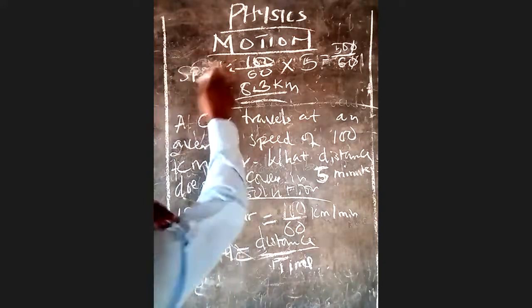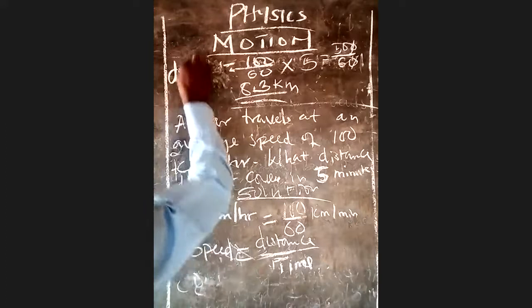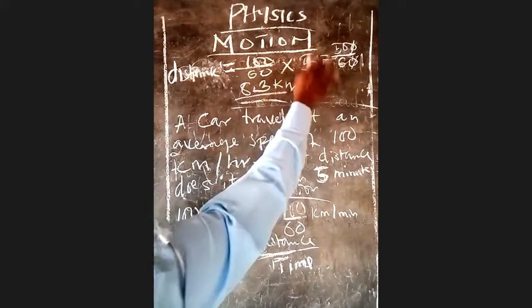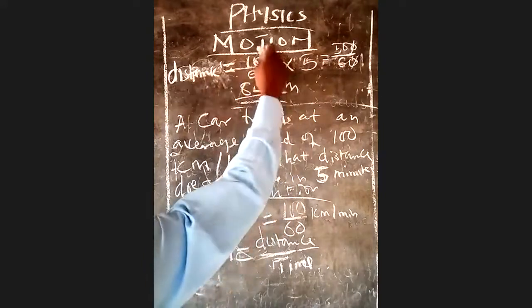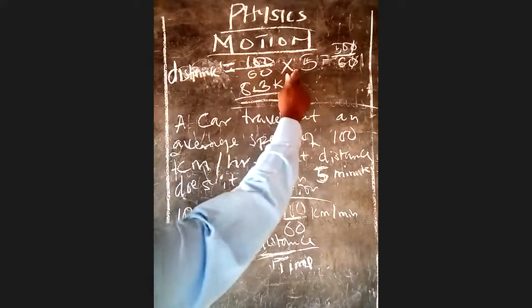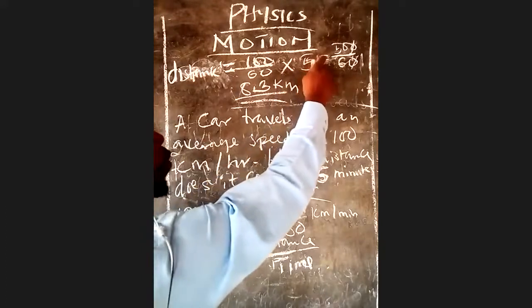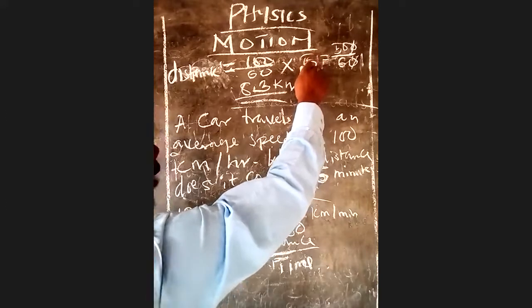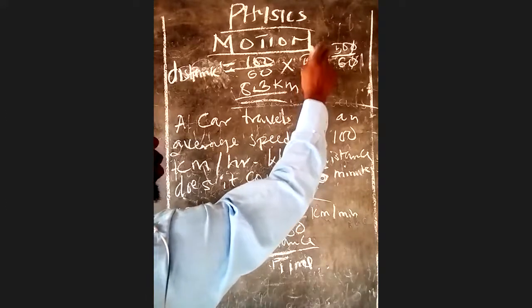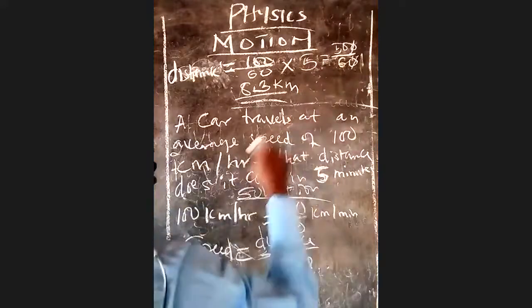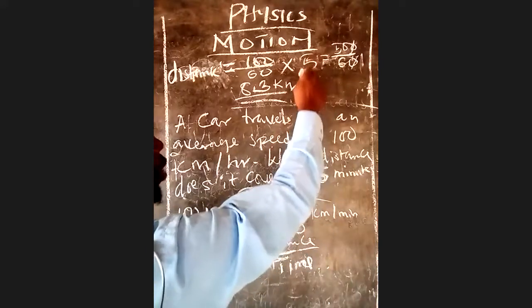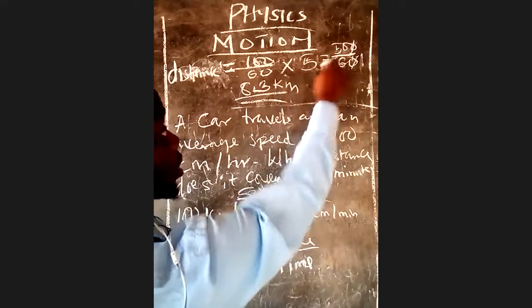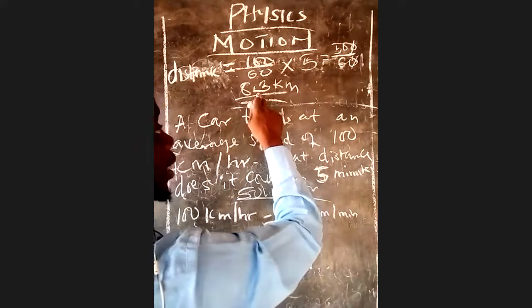Sorry, there's a mistake here. Distance is equal to speed times time. Now the speed the car travels at is 100 all over 60, times the time. They are asking what distance does the car cover in 5 minutes? So this is the time given to us, which is 5 minutes. So 100 over 60 times 5 minutes will give us 8.3 kilometers.